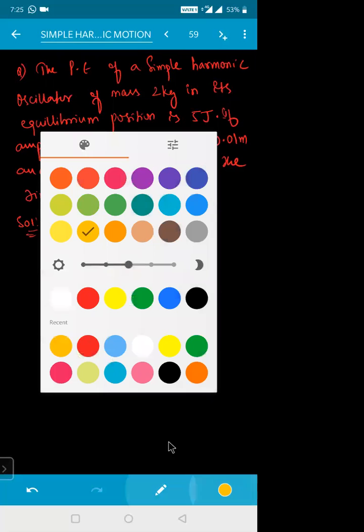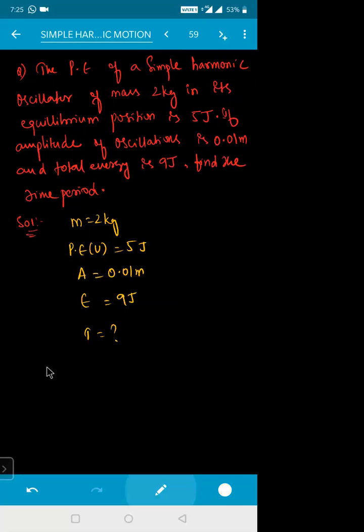Now you know what is the relation between the potential energy and kinetic energy. The sum of kinetic energy plus potential energy is equal to total energy. At mean position, kinetic energy is maximum. Potential energy is given as 5. Total energy is nothing but 9. So kinetic energy will become 9 minus 5, that will be equal to 4 joules. So that will be your kinetic energy, 4 joules.